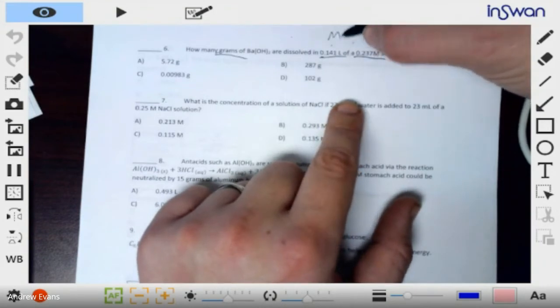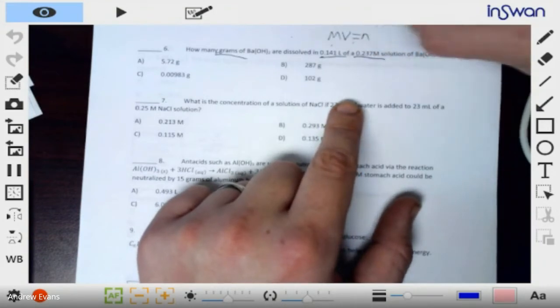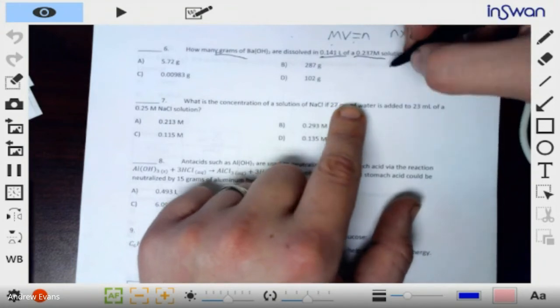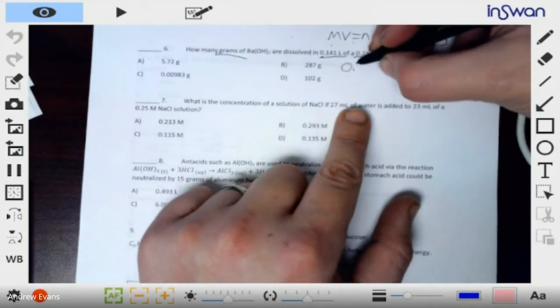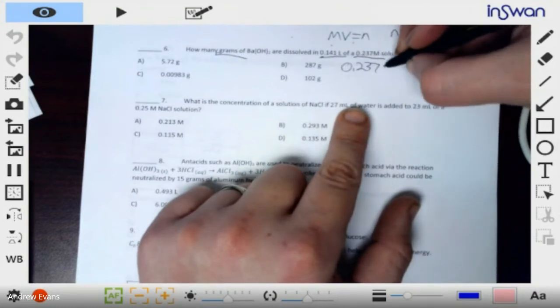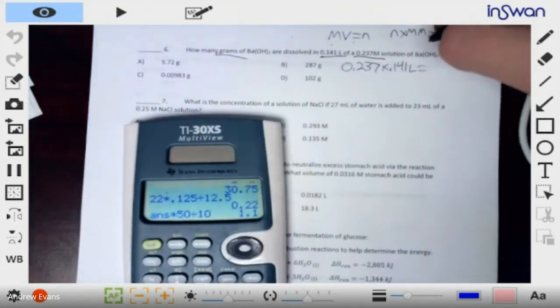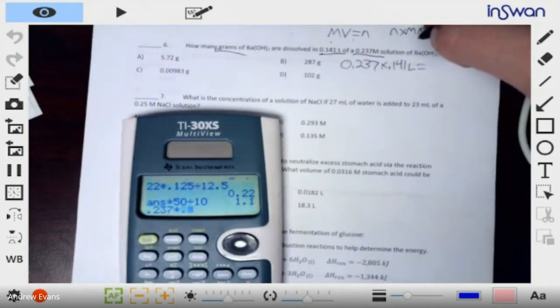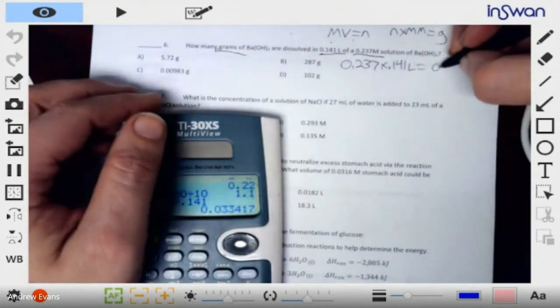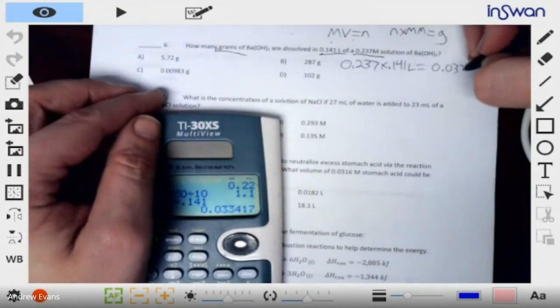Molarity times volume equals moles. Moles times molar mass equals mass. So first step, find our moles of barium hydroxide. 0.237 times 0.141 in liters would give us our moles. 0.237 times 0.141 is 0.0334.